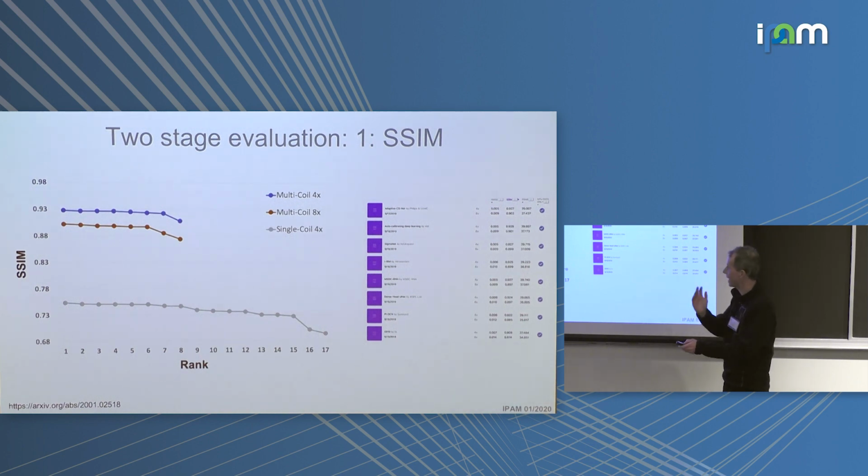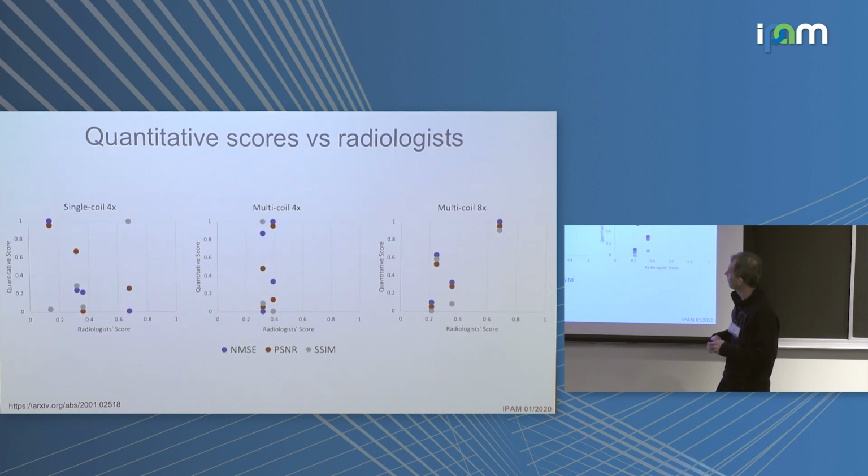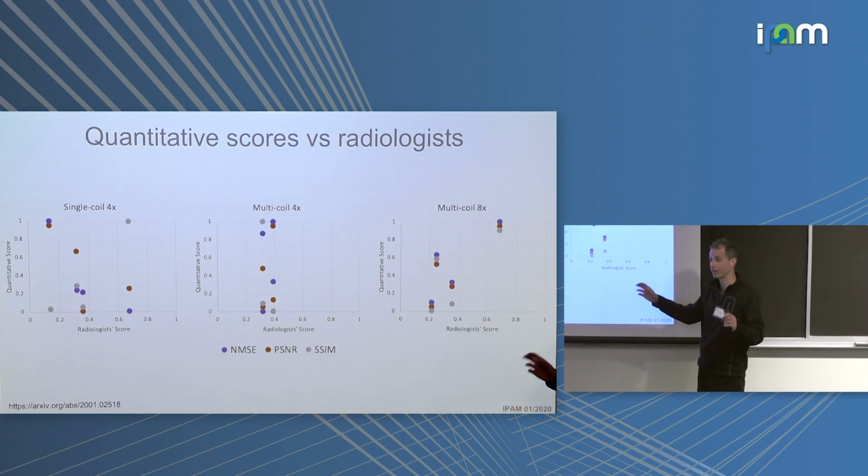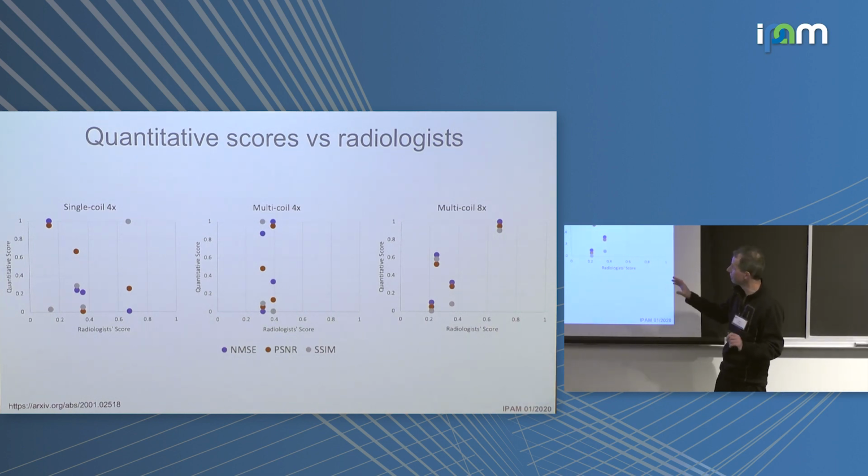And then they rated the submissions, and that's where we decided who was the winner in each track. It's quite interesting when you compare the quantitative scores of structural similarity with what the radiologists like. And there were some interesting trends.